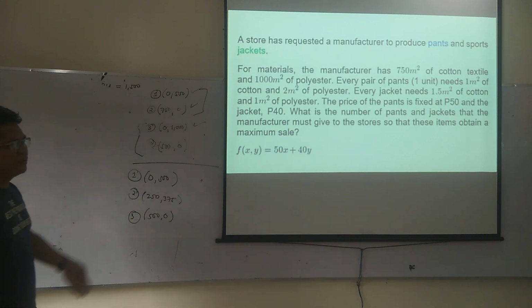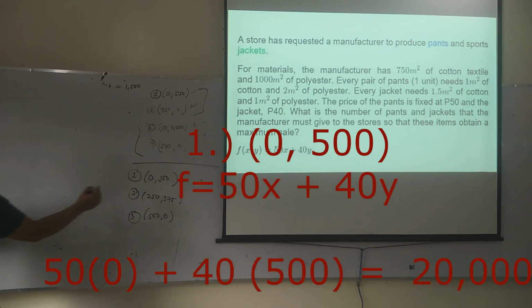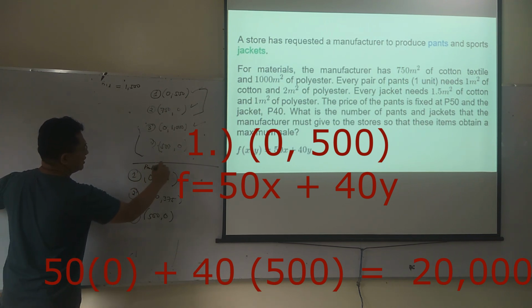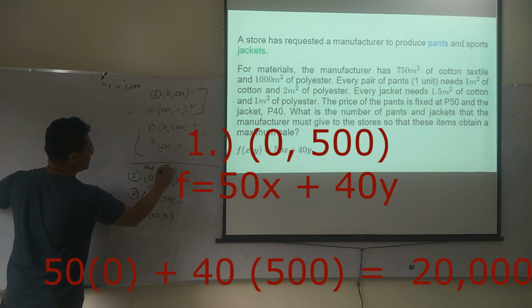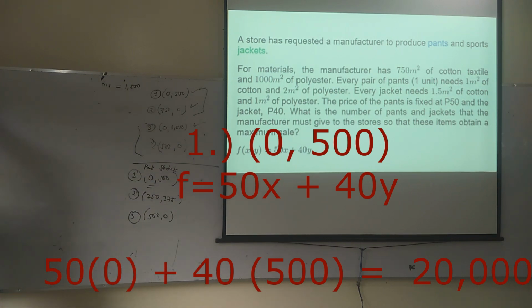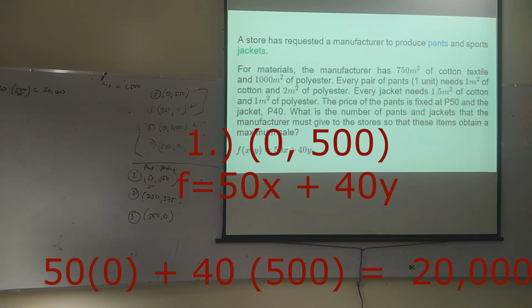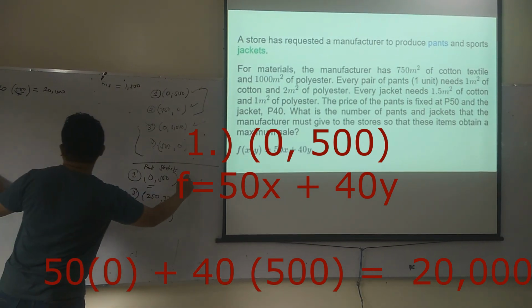So which combination will give you more profit? So let's use for 0, 500. So again, this is pants, this is jackets. Let's use 50 times 0 pants plus 40 times 500 jackets. If we don't create pants and all of those materials will be used for jackets, so you will have 20,000 income. Not bad. This is for solution 1.